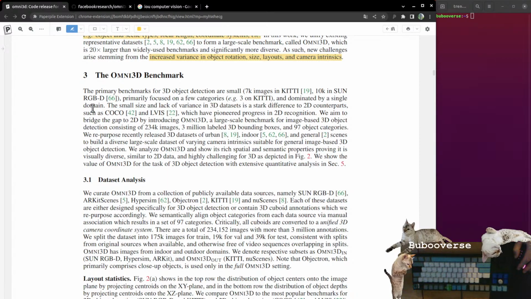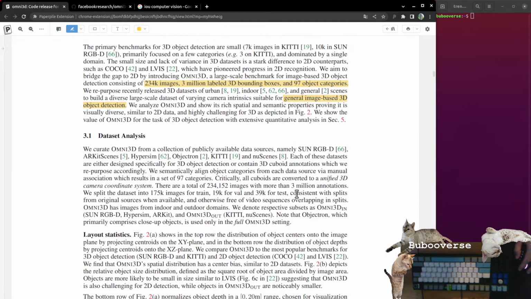Basically just pointing out that these other images are small, and that COCO has much larger ones, making the case for needing a bigger data set for 3D. Again, hitting you with the key stats for this new data set that they're proposing. Suitable for general image-based 3D object detection. Okay, we curate Omni3D, publicly available. Yep, this is the stuff they've already said.